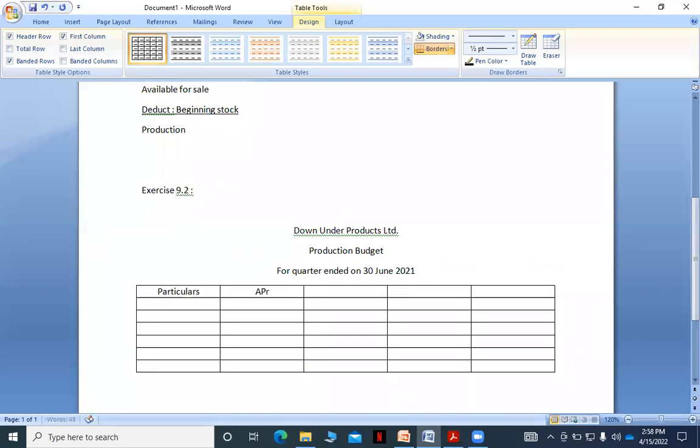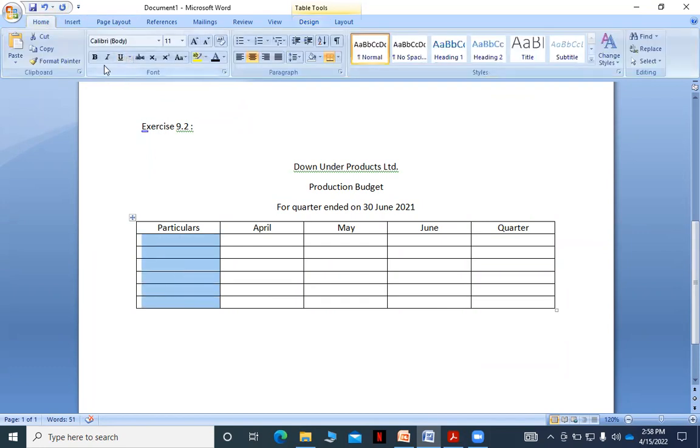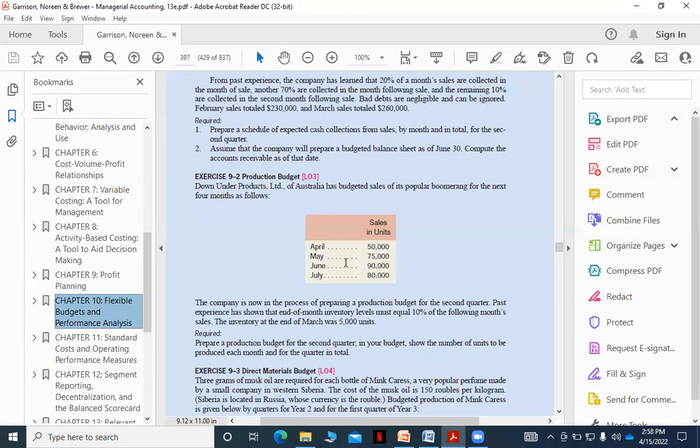Okay, this is April, May, June, and this is total quarter. This is quarter. Okay, so that's our information. Now আমরা প্রথমে লিখব as per the question, আমরা লিখে ফেলবো যে what is our sales amount. So আমরা এখানে লিখে ফেলি budgeted sales.